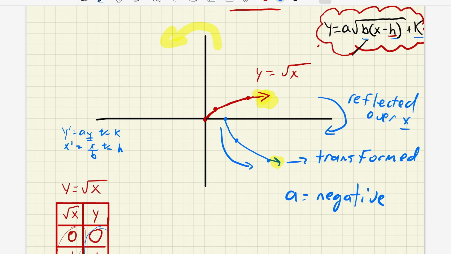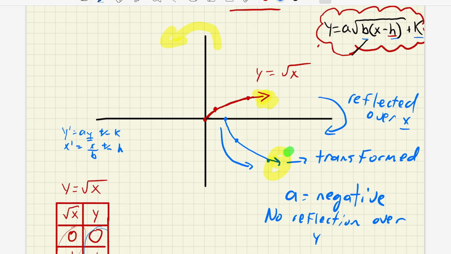Now that arrow is still pointing towards the right over here. Okay, so this one is still right. So that means that there was no reflection over the y. And I'm writing that here, over y. Because if there was a reflection over the y, you would see the arrow pointed the other way.